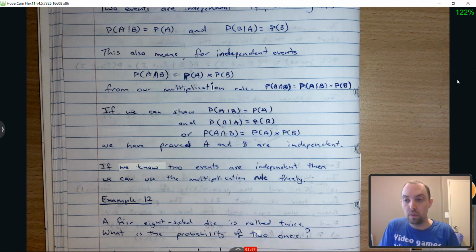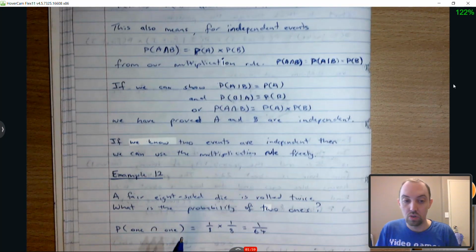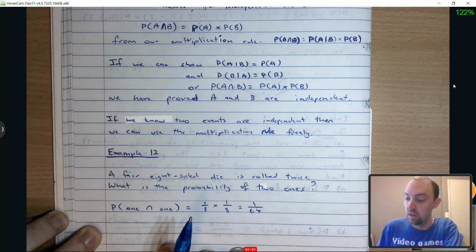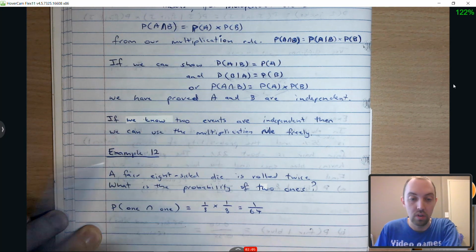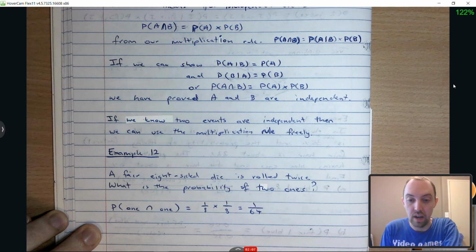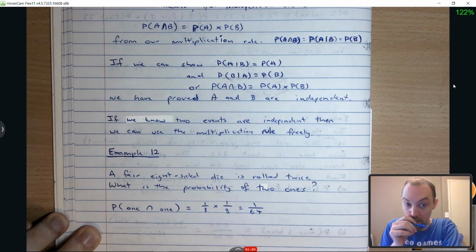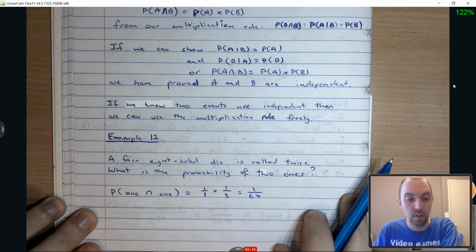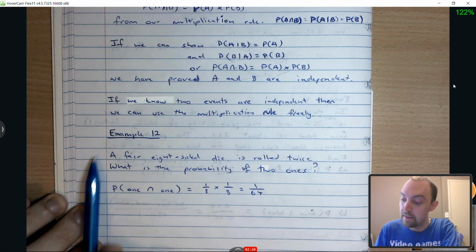Otherwise, if we are told that two events are independent, or we know that they are independent, like rolls of a dice, which we'll get to in a second, then we can use the multiplication rule pretty quickly to help us solve some different problems.